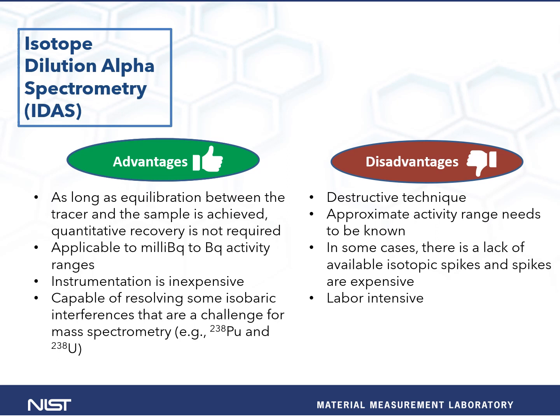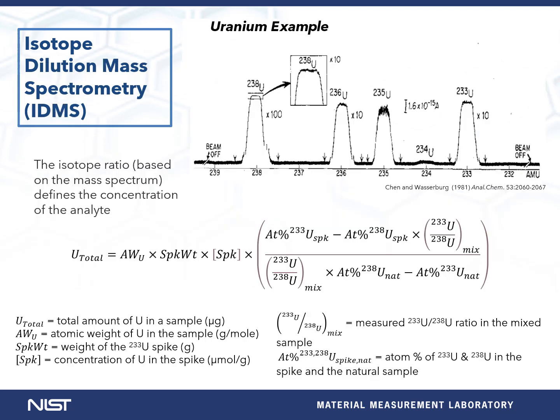The disadvantages of the technique include that it is a destructive technique, or that the sample is destroyed and cannot be reused. An approximate activity range needs to be known for optimal spiking. In some cases, there is a lack of available isotopic spikes, and spikes are also very expensive, and it is labor intensive. For isotope dilution mass spectrometry, the isotope ratio, which is derived from the mass spectrum of the mixed sample as shown in the figure in the top right, defines the amount of analyte in the sample of interest.